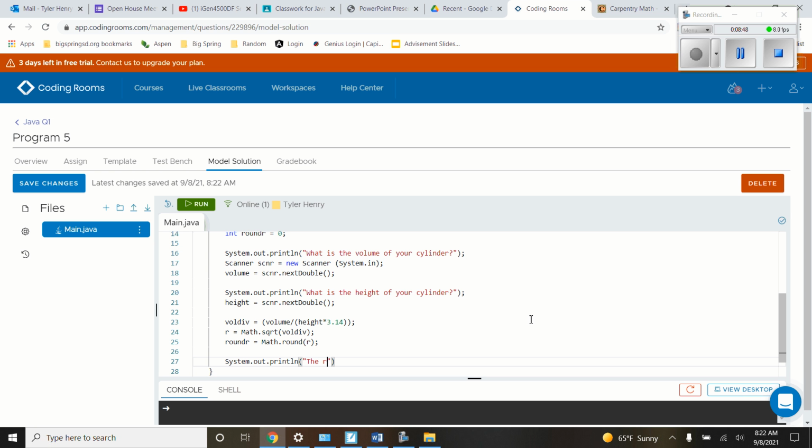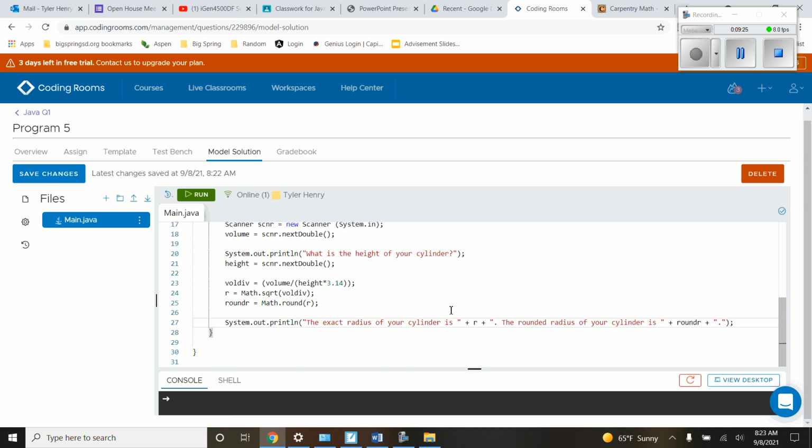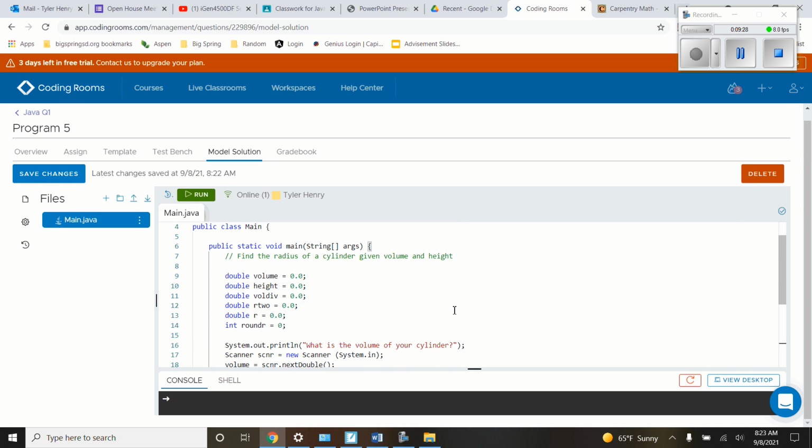So the exact radius of your cylinder is, and I'm putting a space before the quotation, and then I'll do a plus and I'll have room for that variable. Then maybe I'll put a period there and then I'll start the rounded radius of your cylinder is, a space just for aesthetics, and then I'll do the roundR variable, and then I'll come here and just put a period in the quotations, and let's see. That should be it. Probably going to be some errors, so we'll get this figured out.